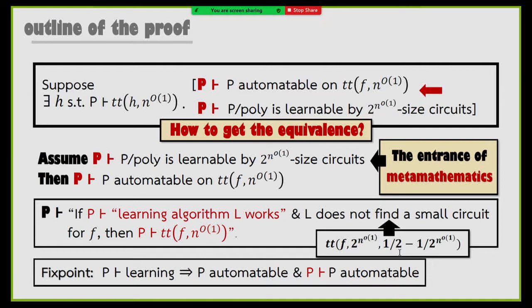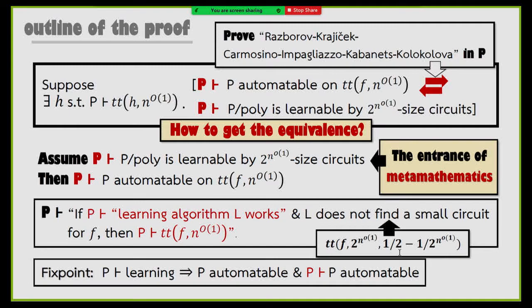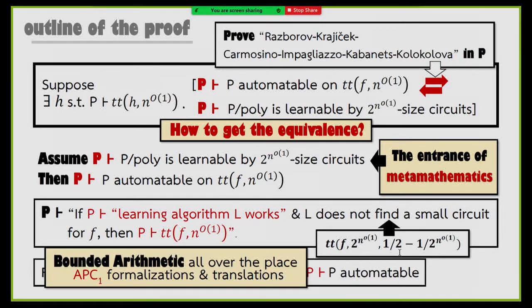And this is what allows us to derive the opposite implication as well, because we can now formalize the theorem of Rasberov, Krajicek, Karmazinin, Palica, Kamez, and Kolokolova in the proof system P and conclude the opposite implication as well. This is not entirely straightforward, but with the heavy usage of bounded arithmetic, it can be done. And this is essentially how we prove the theorem.